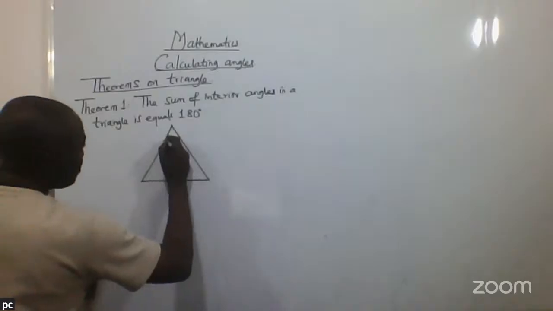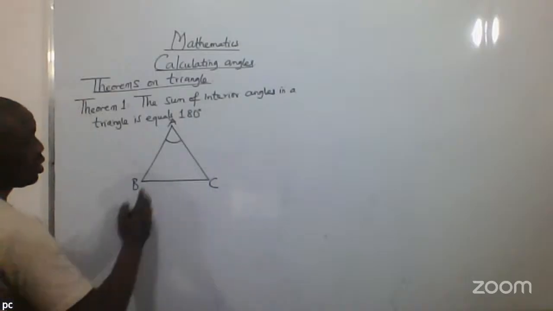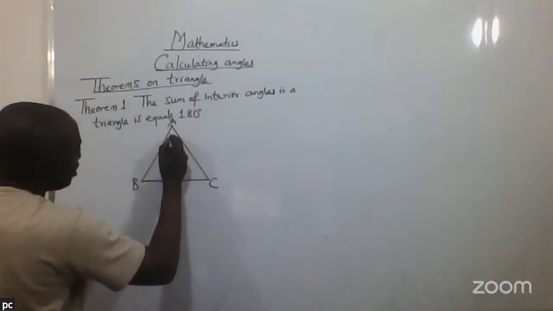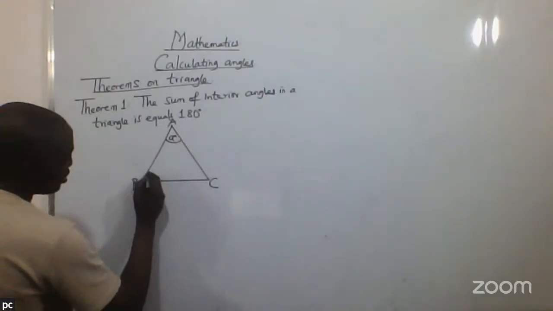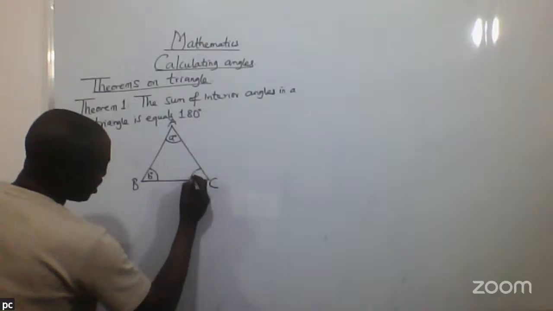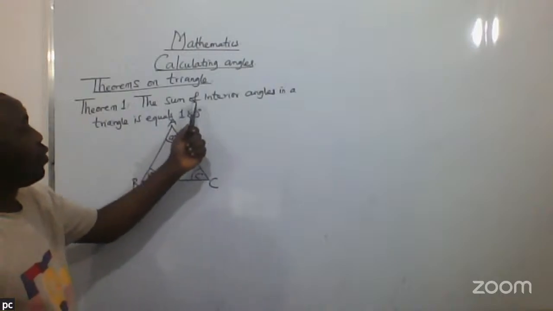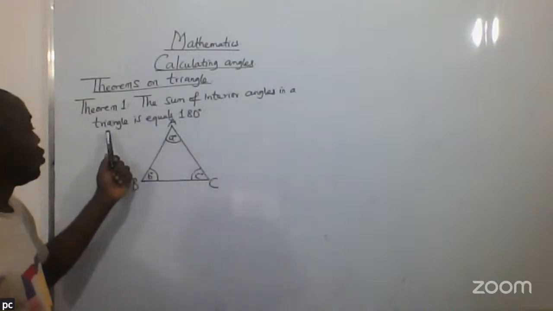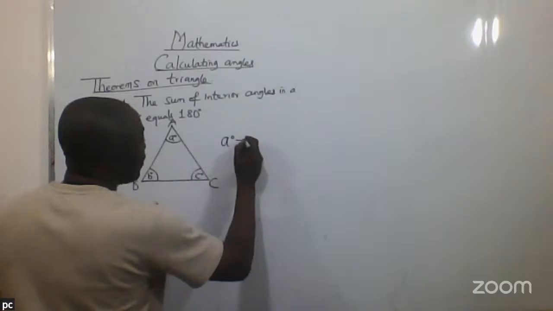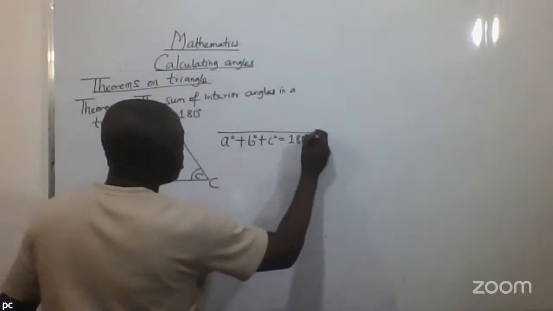Let's say this is A, B, C. So the triangle is labeled with capital letters A, B, C, okay? Let's say the angle at A is a degrees, lowercase letter. Then the angle at B is b degrees, and that at C is c degrees. According to this theorem, the sum of interior angles in a triangle is equal to 180 degrees. So that means the sum of a, b, and c will be equal to 180 degrees.